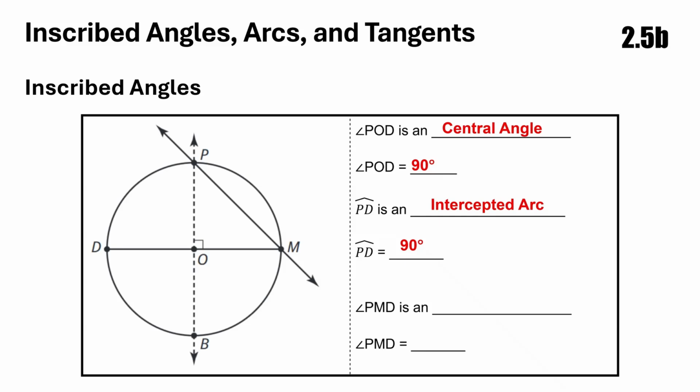Angle PMD is an inscribed angle. Angle PMD equals 45 degrees because the vertices of POM form a right triangle. PO and MO are both the radius, meaning this is an isosceles right triangle, making the two congruent angles two 45-degree angles.